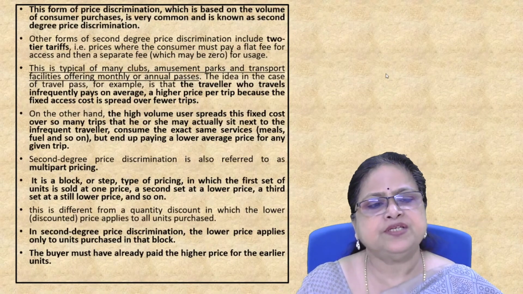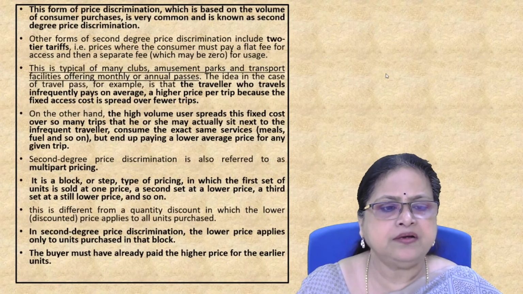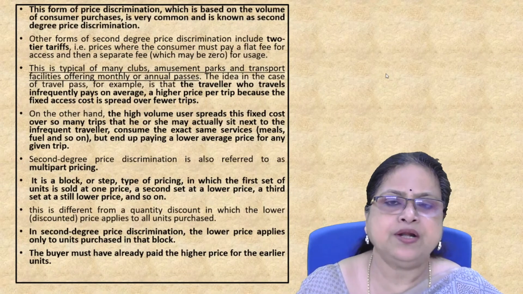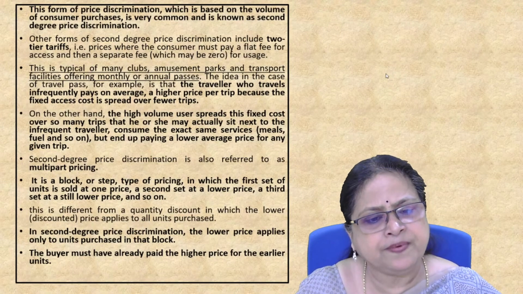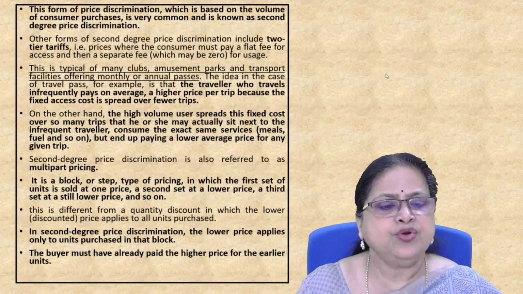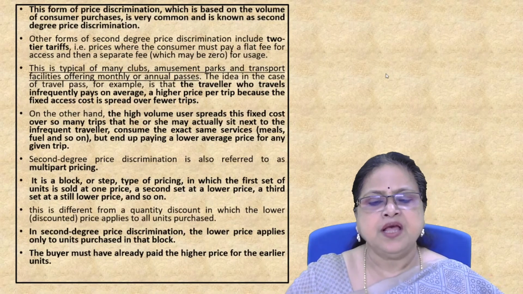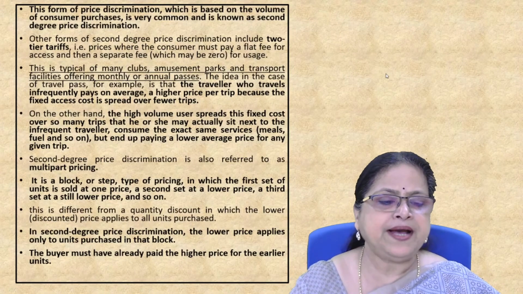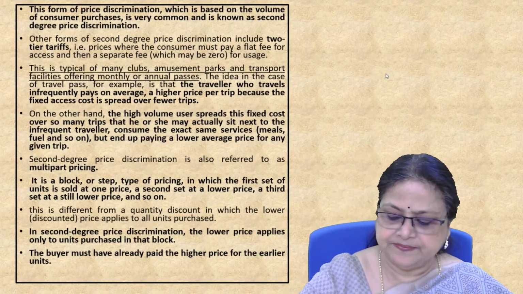Second degree price discrimination is also referred to as multi-part pricing. It is a block or step type of pricing in which the first set of units is sold at one price, a second set at a lower price, a third set at a still lower price, and so on. This is different from a quantity discount in which the lower price applies to all units purchased. In second degree price discrimination, the lower price applies only to units purchased in that block. The buyer must have already paid the higher price for the earlier units.